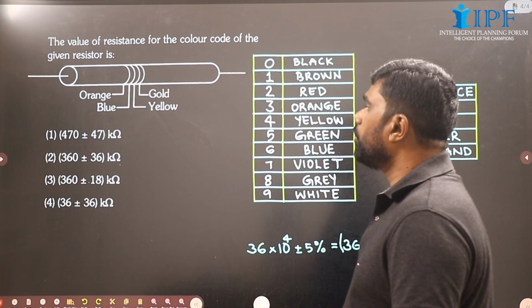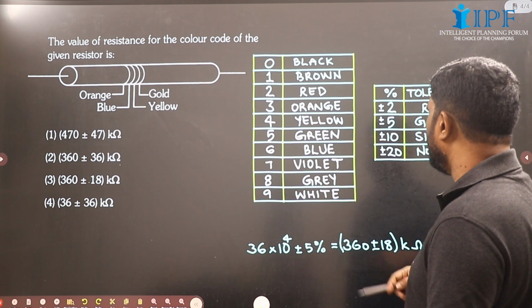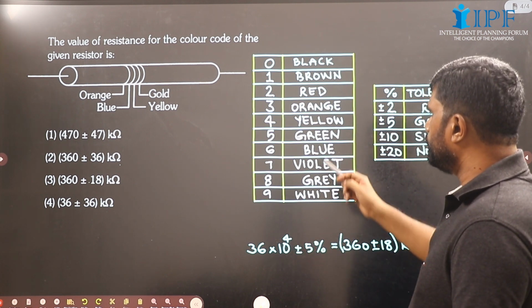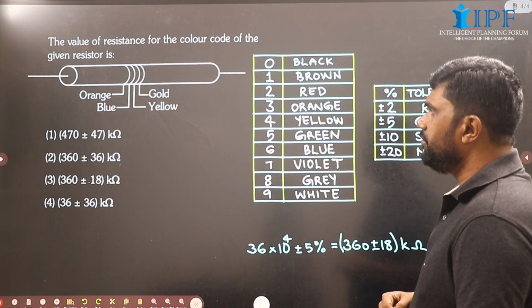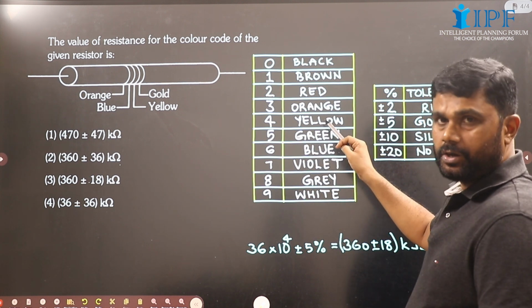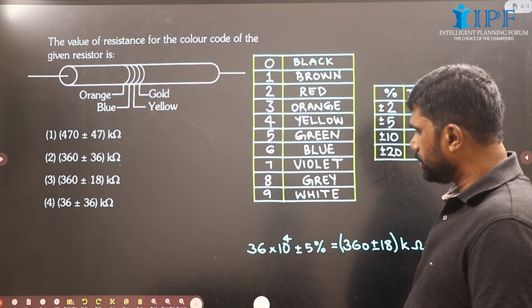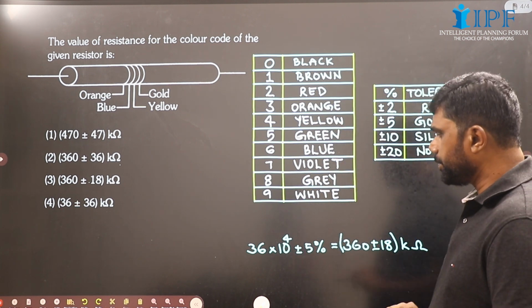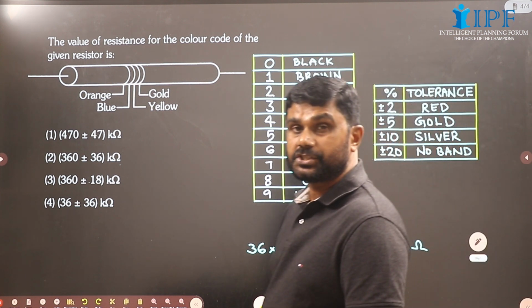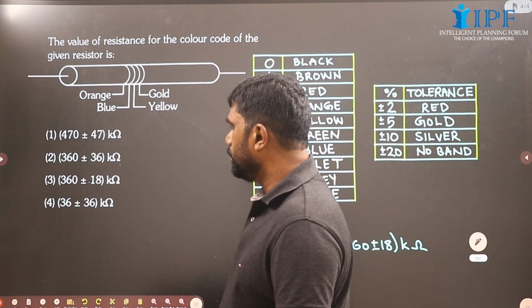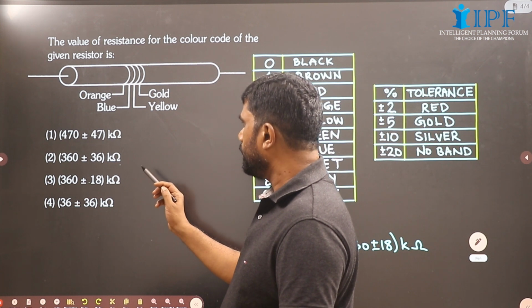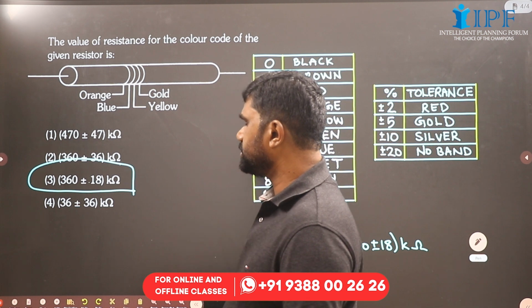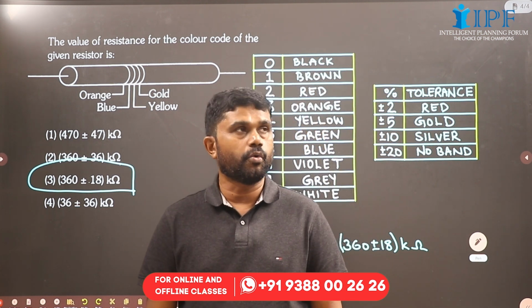Next we have orange, which stands for 3. Then blue stands for 6. Then yellow stands for 4, meaning 10 raised to 4. So 36 into 10 raised to 4. Finally we have gold, plus or minus 5%. 36 into 10 raised to 4 means 360 kilo ohm. Plus or minus 5% means it is 18. So 360 plus or minus 18 kilo ohms.